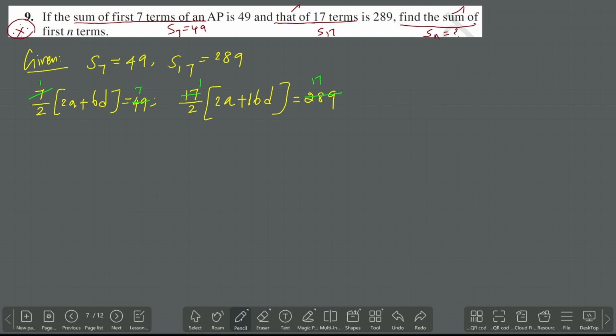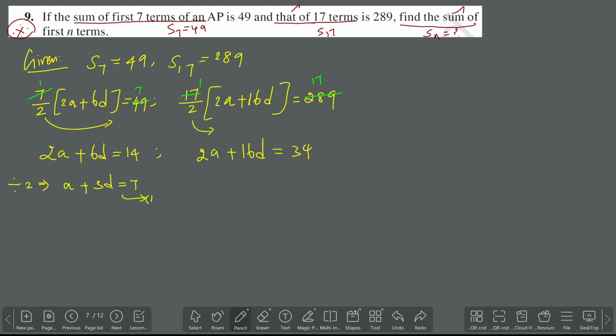This is divided by 2. When you take 2 commonly outside, what am I getting? We'll send that side. Send this 2, then what am I getting? 2 times a plus 6d equals 7 2s are 14. If it is a small number, you multiply. Here also, I am sending the 2 to the opposite side. Then 2a plus 16d is equal to 17 into 2, 34. Then I am going to divide by 2 on both sides. So what am I getting? a plus 3d equals 7, answer number 1. Now again, a plus 8d equals 17, answer number 2.